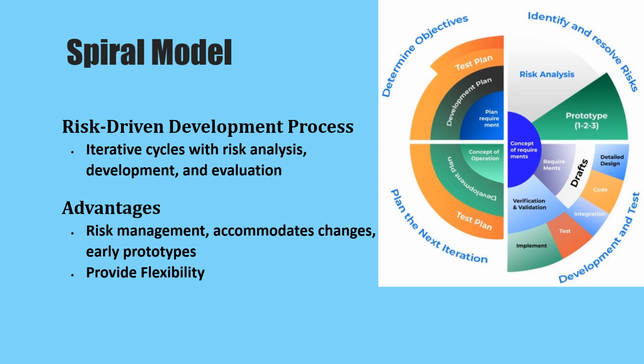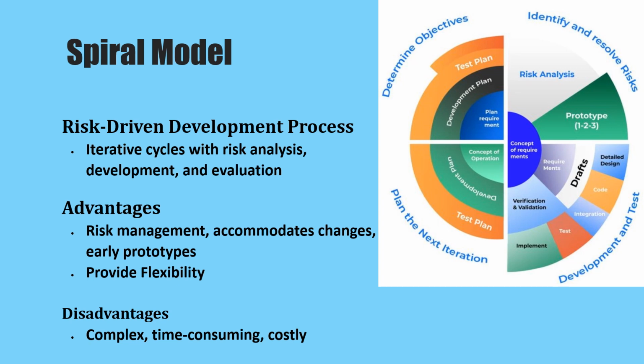The spiral model is an iterative risk-driven approach that combines elements of both waterfall and iterative development models. It emphasizes addressing risk throughout the development process and involves repeating cycles of risk analysis, development and testing. Provide flexibility, emphasize risk management throughout the development process with each spiral iteration addressing identified risk. Allow for the development of early prototypes to gather feedback and validate requirements. Provide a structured approach to managing complex and high risk projects. Disadvantages: complex, time consuming, costly.